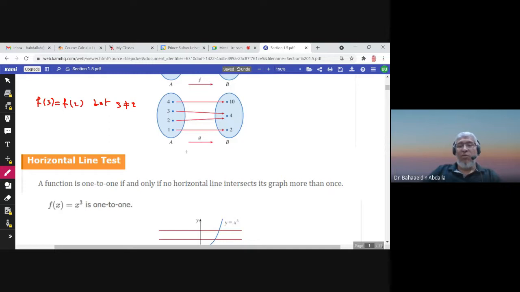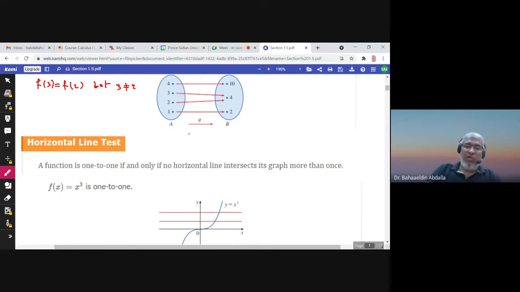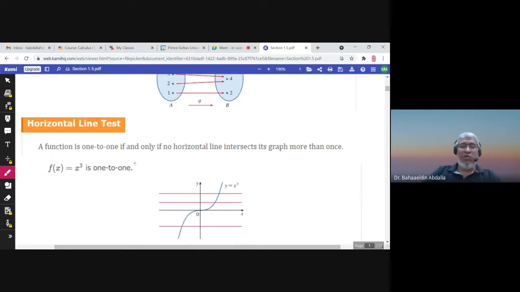What is the problem with not one-to-one functions? I cannot define the inverse. If I reverse the arrows, so from 4, I will have 2 arrows, which means it's not a function. So I cannot define the inverse function if the function is not one-to-one.